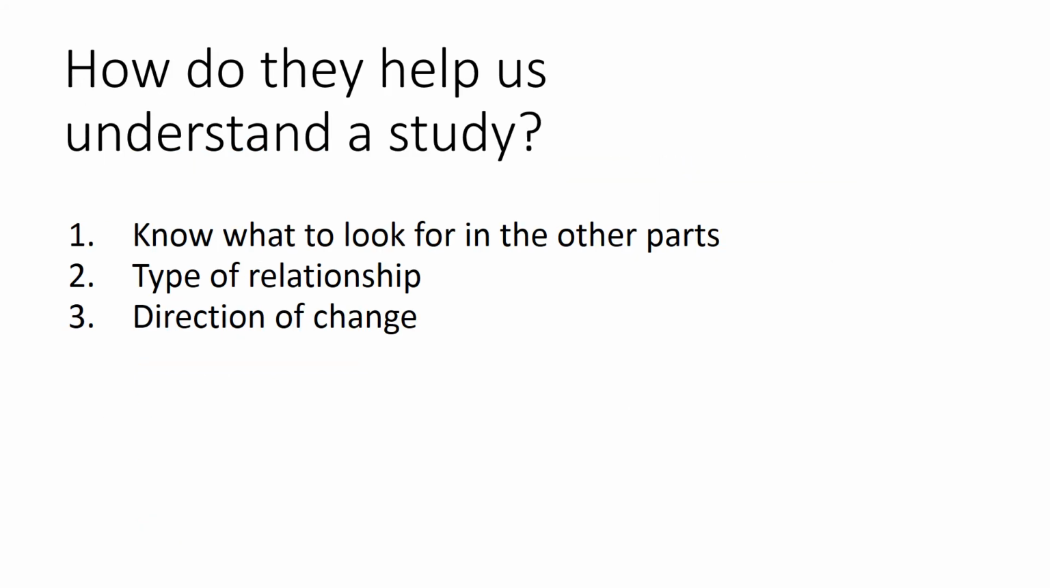Thinking about the different types of hypotheses helps us add two more ways that hypotheses help us understand a study, both of which relate to the more general idea of knowing what to look for in the other parts. Knowing the type of relationship being predicted helps us know what to look for when we're reading about variables and the procedure, both part of the research designs that we're going to learn about. Thinking about the direction of the predicted change helps us understand the findings of the study.